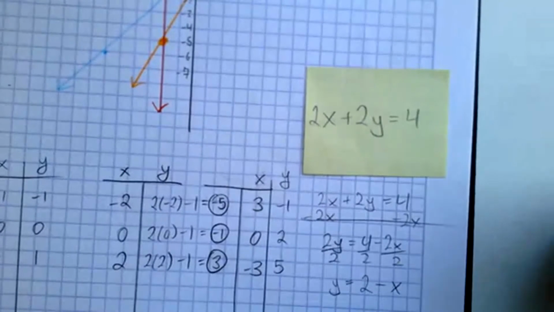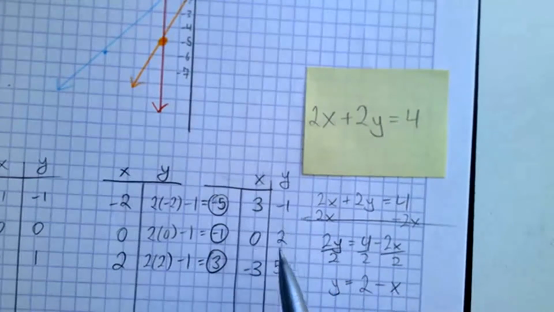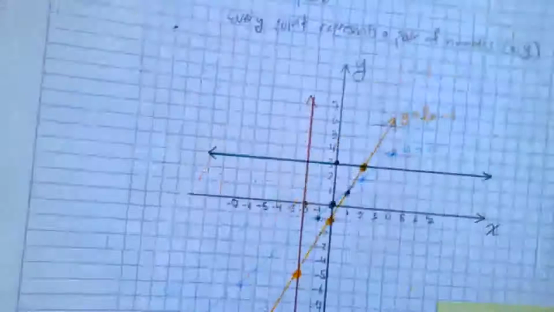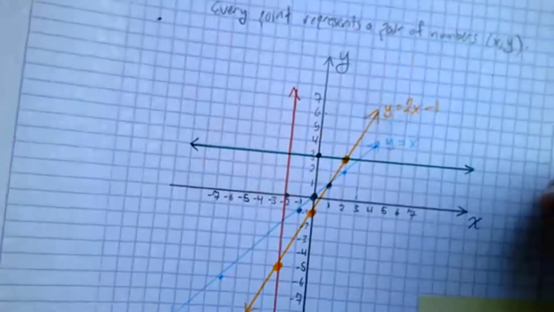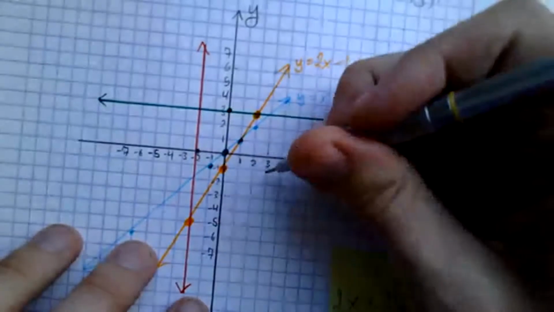2 minus -3. So we go up to our graph now that we have 3 good points: 3, -1; 0, 2; and -3, 5, and we just plot those out. 3, -1 is our first point. That means x equals 3, y equals -1. So that would be right here.